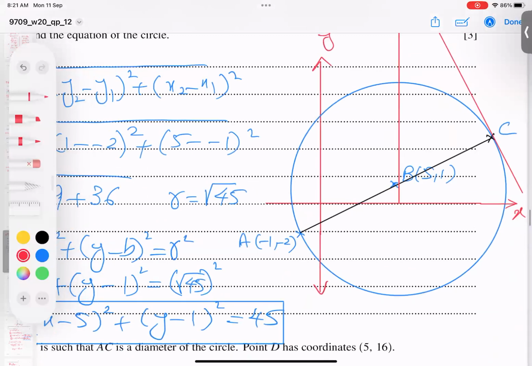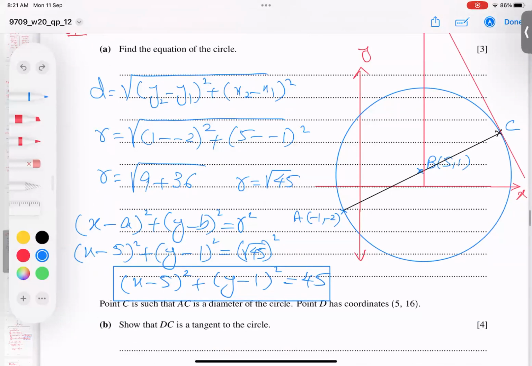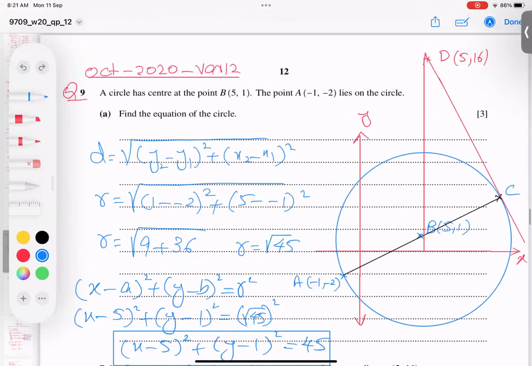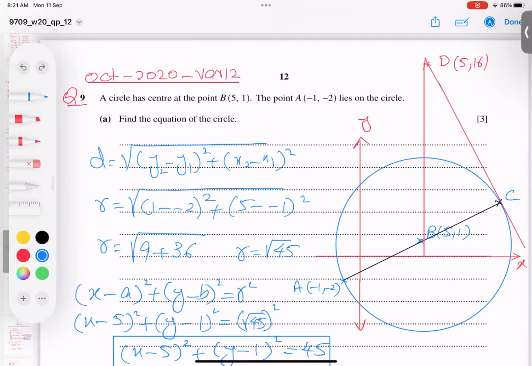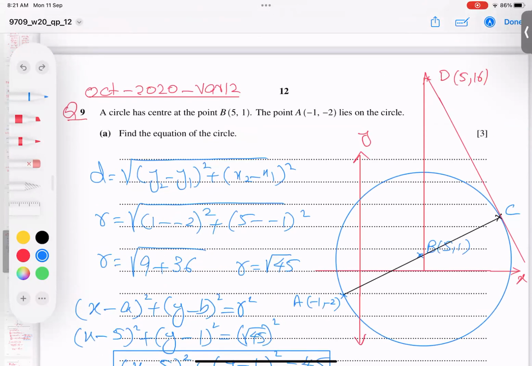Come back. So what question is he asking for? First of all, he's asking for proof that DC is a tangent. How can we do this 4-mark question? So first of all, the C coordinate we're looking for. What is the plan of action? DC is a tangent to the circle. So what is the technique to do it?